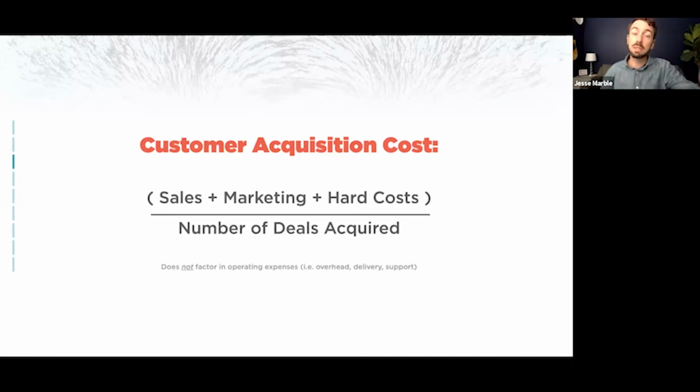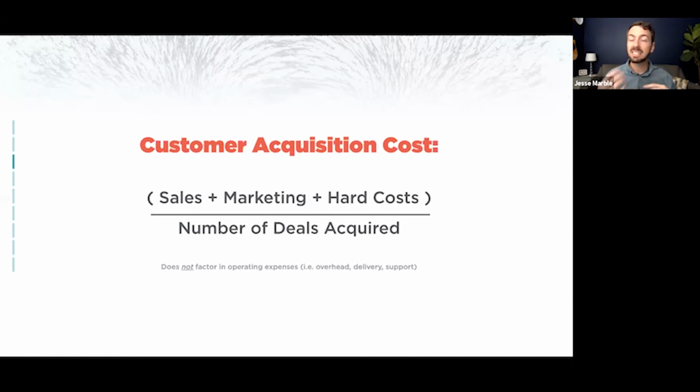CAC should actually be sales and marketing and hard costs divided by the number of deals acquired over that period, right? So all sales and marketing cost, not other operating costs, because those should be accounted for in your LTV number. If you're comparing LTV and CAC, customer acquisition cost is just pure sales and marketing, and LTV is gross margin times retention, and that gets you your accurate LTV.